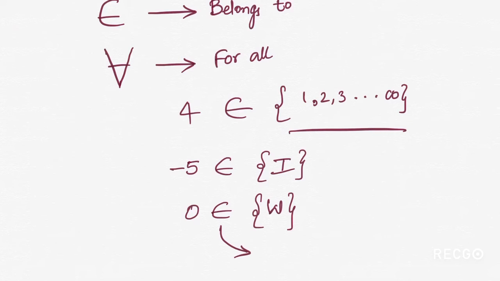We understood what belongs to means: when we write the symbol, the number to the left of the symbol should be in the whole set, meaning the complete set of numbers given towards the right.